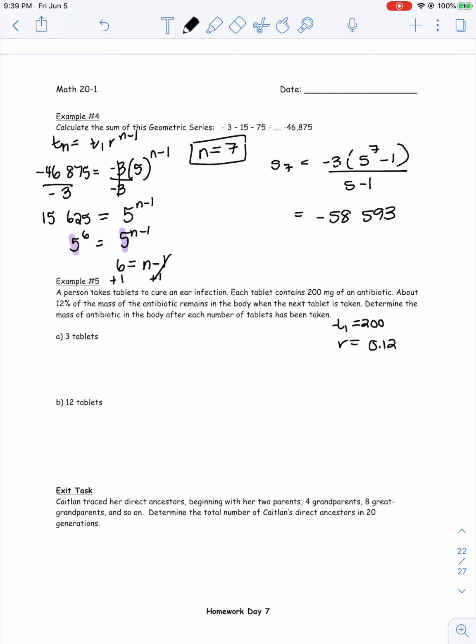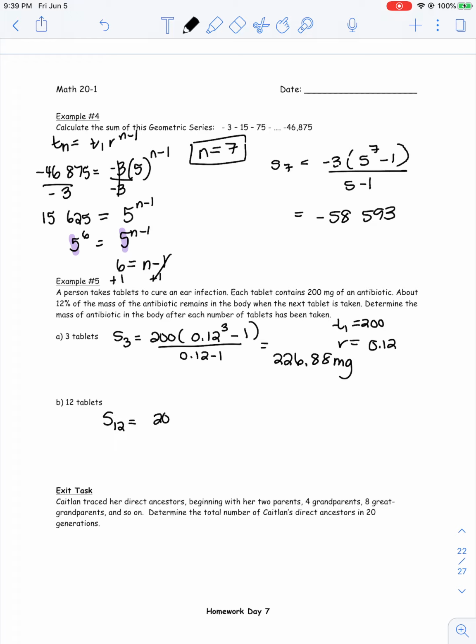So to find out 3 tablets, what is left in the body, because there's always a remaining amount left in the body once you take your new tablet. So the sum of 3 terms equals T1, which we know is 200, multiplied by R, which is 0.12 to the power of n, which is 3, minus 1, divided by R minus 1. If you calculate that, you should get that by 3 tablets, you have 226.88 milligrams in your system.